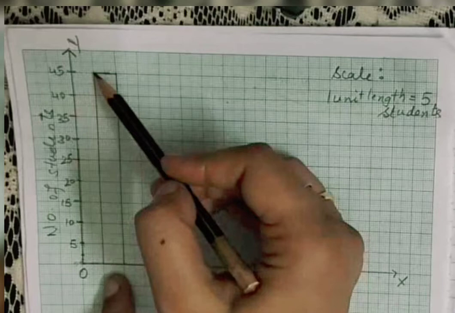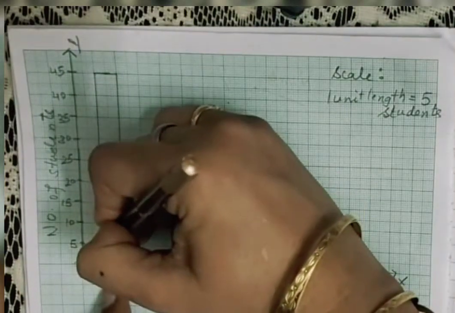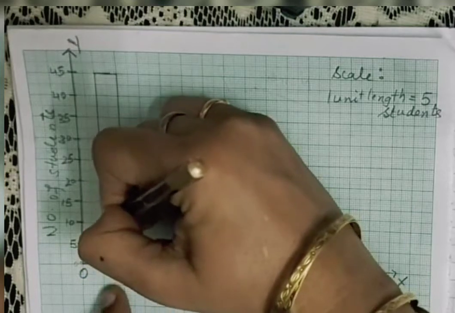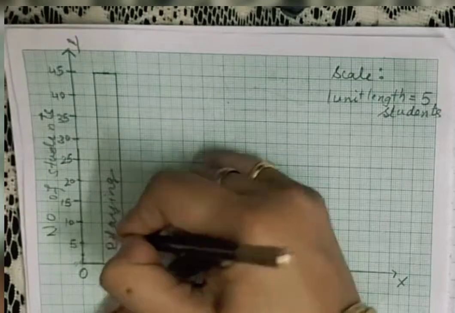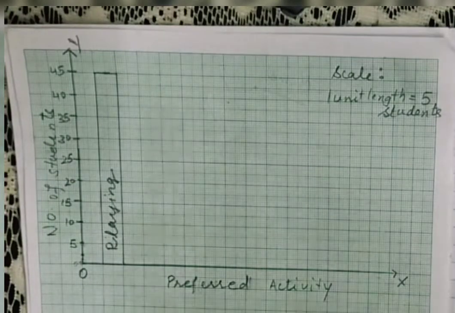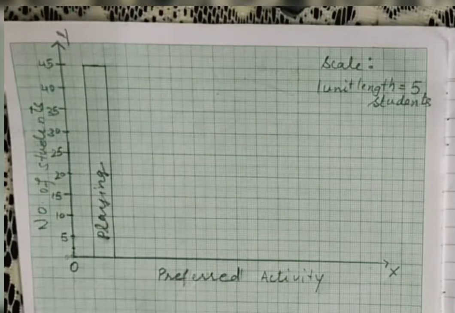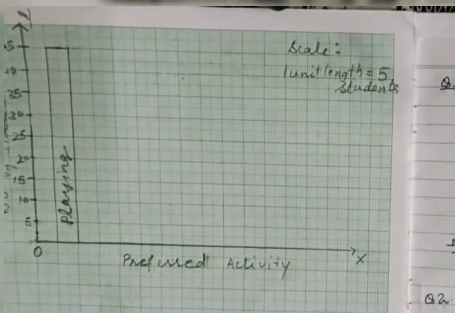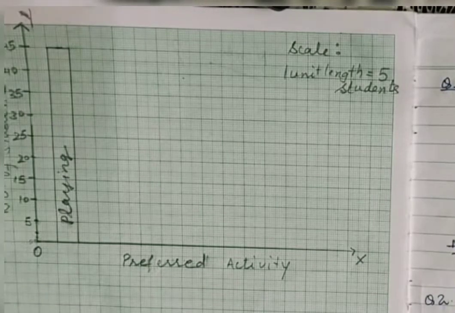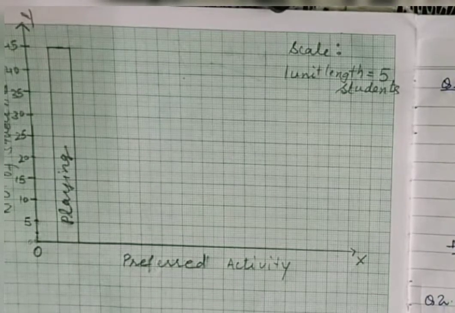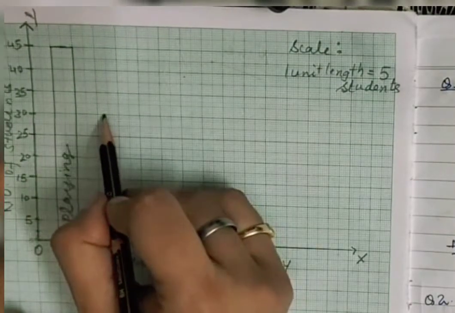So how many students are they? 45. So we can write here playing. Okay. Similarly, we can look at another data, and that is reading storybooks. Reading storybooks is done by 30 students. So for 30 we can mark it here.